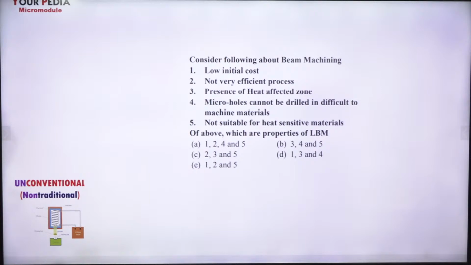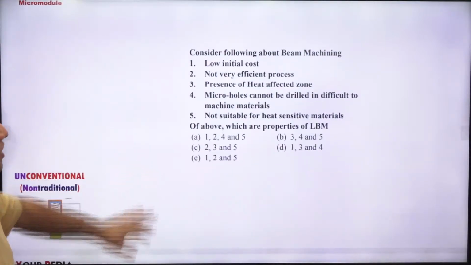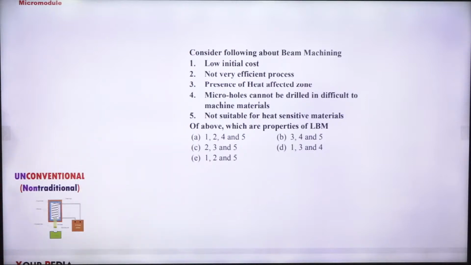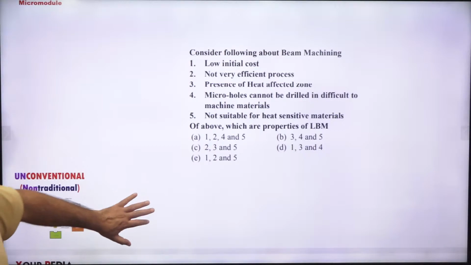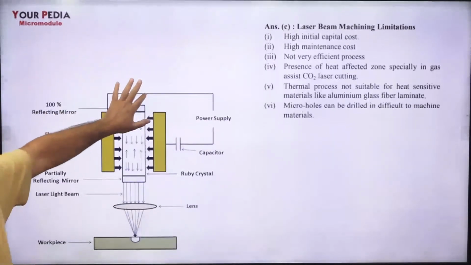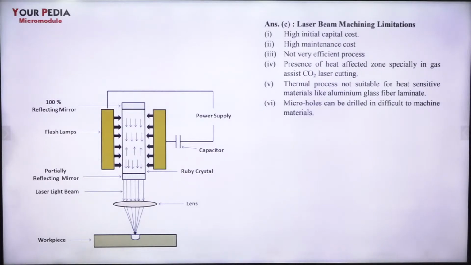Micro holes cannot be drilled, not suitable for heat sensitive materials. What do you think is the answer for that? Go for it and tell me what is the answer. Answer given is C. That means 2, 3, 5. Okay, 2 is not efficient. That is okay. 3, presence of heat affected zone, but very less, maybe. 5, not suitable for heat sensitive materials. Micro holes can be drilled. Initial cost is more. That is true. So I think heat affected zone is there, but very, very small. That is the reason he has made it correct.